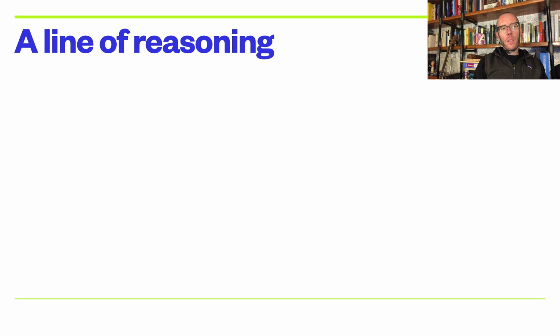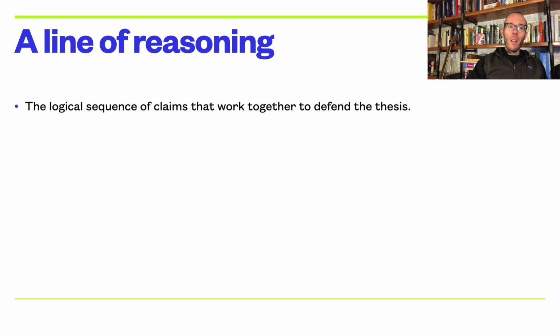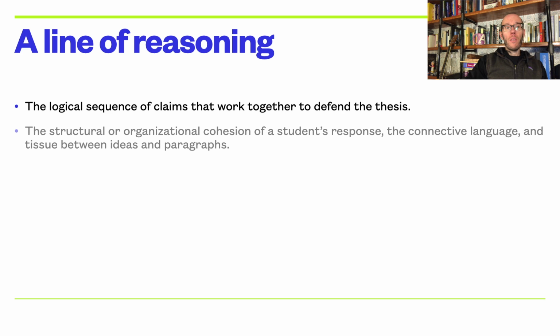All right, so we're going to talk today about a line of reasoning. This is a review of AP Lit video number 8. So line of reasoning, it's a term that we haven't used a whole lot in class, but essentially it is the logical sequence of claims that work together to defend the thesis, or the structure of your essay. And the logical structure of that, right?